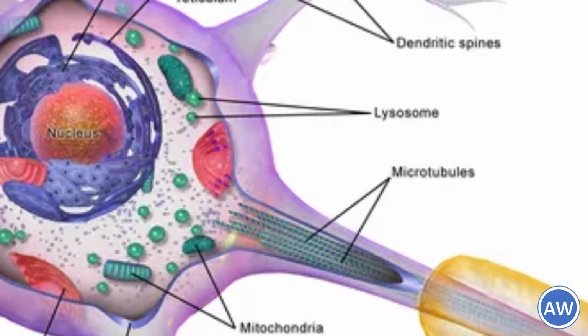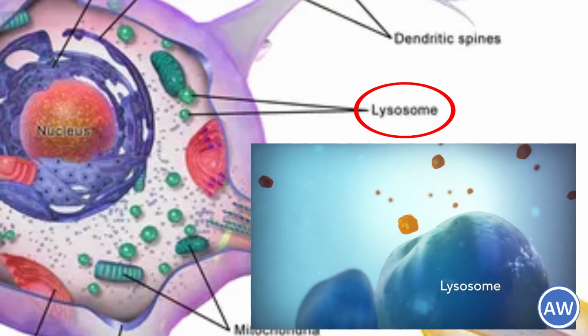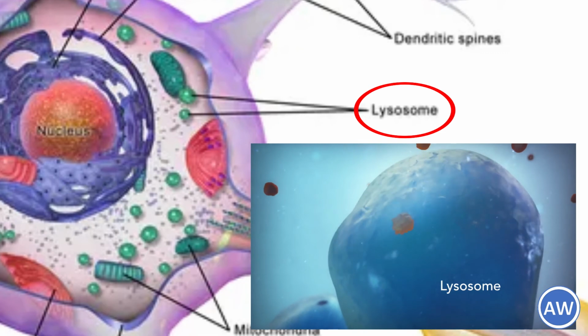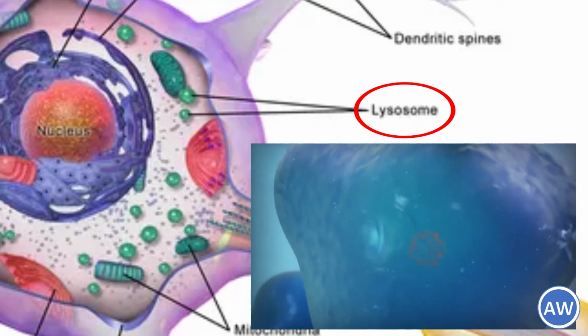Lipofuscin is believed to be the indigestible remains of lysosomal activity, and since it is known to increase as a function of age, it is frequently referred to as the age pigment.